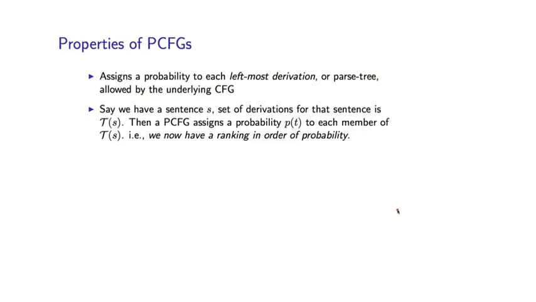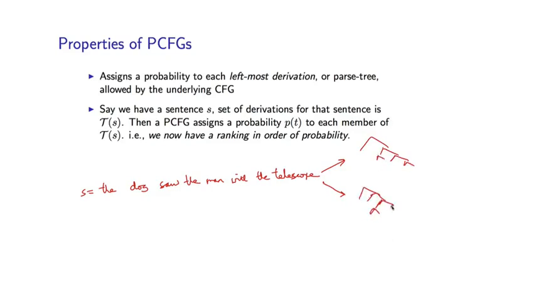Most crucially for our purposes, we have the following. So say I have a sentence S. So let's say, for example, it's "the dog saw the man with the telescope." So this is our sentence S. This sentence may have several different parse trees under the underlying context-free grammar. So let's say we have a couple of different parse trees, which I'll just sketch here under the CFG. And as we said, this is the ambiguity problem. The problem is that our grammar is generating more than one parse tree. So I'll call this entire set of parse trees T of S. Okay, so T of S is the set of possible parse trees for this input sentence.